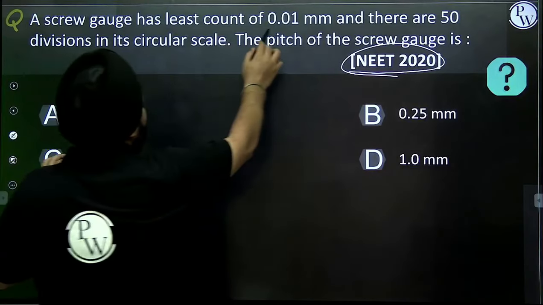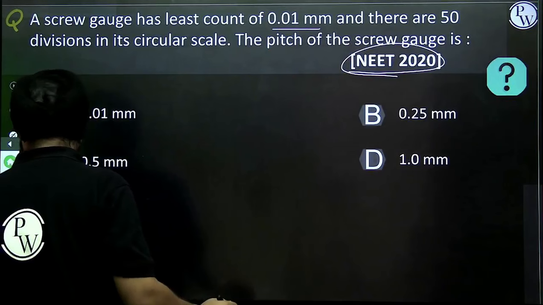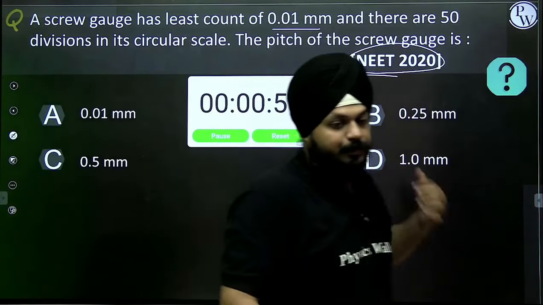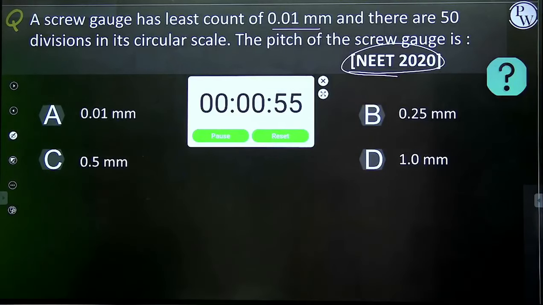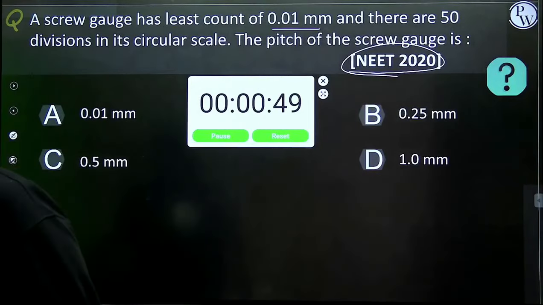A screw gauge has a least count of this, and there are 50 divisions on the circular scale. The pitch of the screw gauge is what? Come on. Very simple question it is.